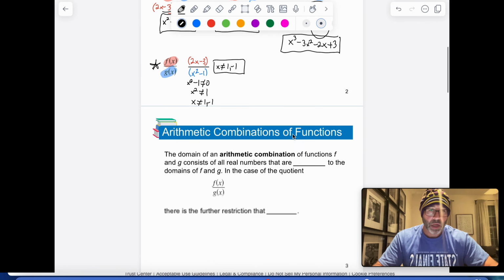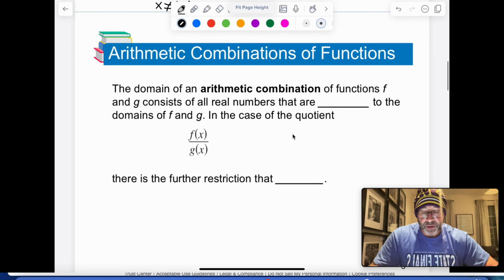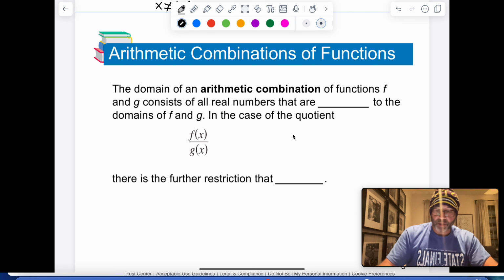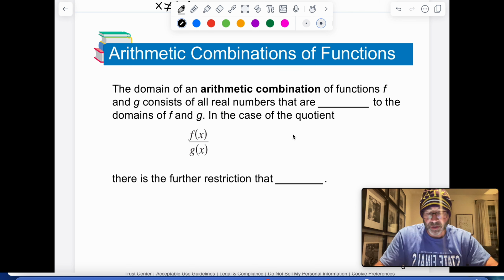Okay? All right, so the domain of an arithmetic combination of functions f and g consists of all real numbers that are common to the domain of f and g, and in the case of the quotient, the denominator cannot be zero.